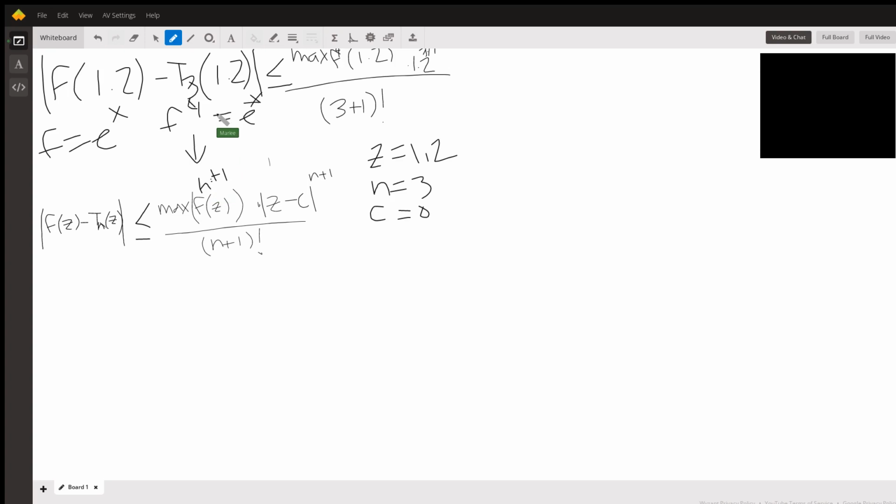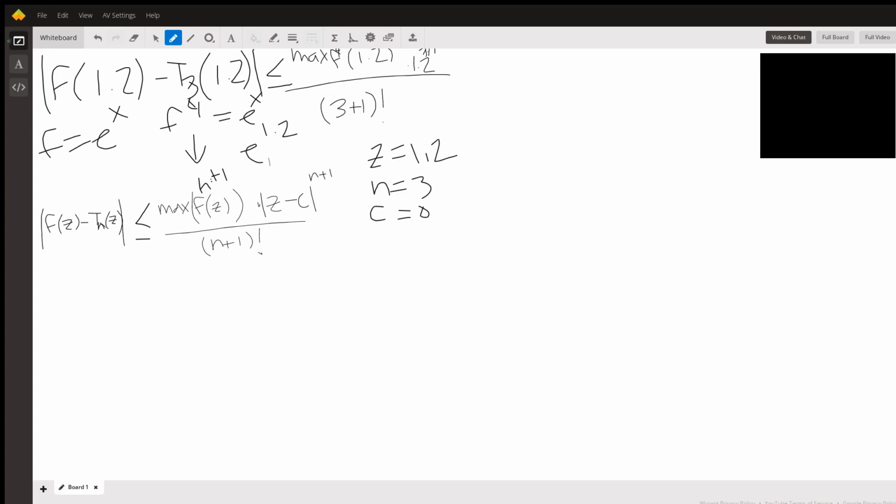So, oops, I put a star instead of x, so e to the x. So what we want to do is find the maximum of e to the x at x equals 1.2. That's just going to be plugging in 1.2. So the max of that function is e to the 1.2.